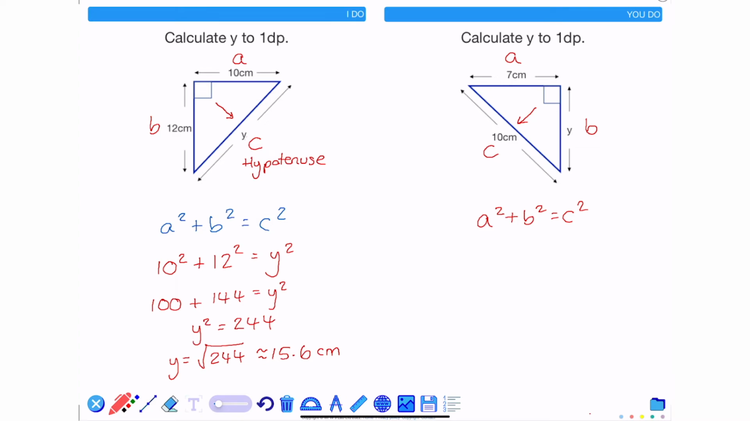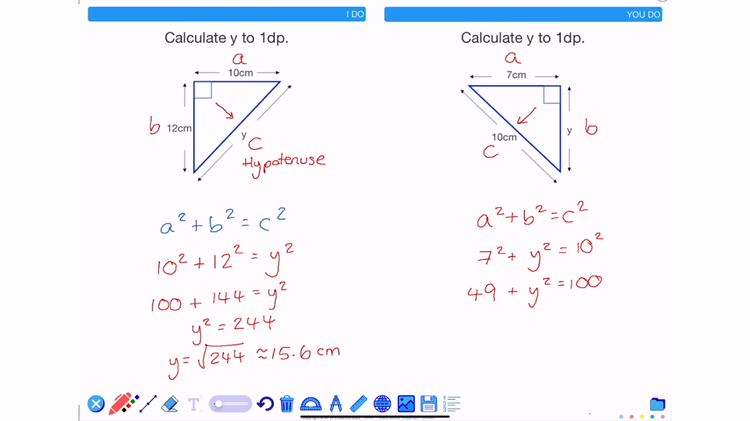Substituting in the information I know, 7 squared plus y squared is equal to 10 squared. 7 squared is 49, plus y squared is equal to 100. This question is slightly different to the previous one, whereby I've got an equation that I need to rearrange to find out what y squared is.